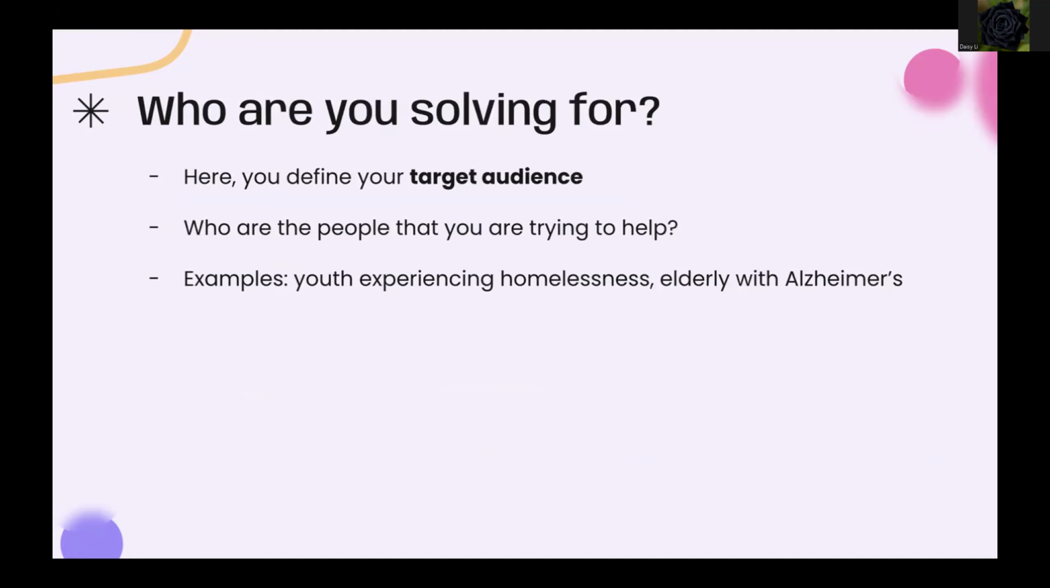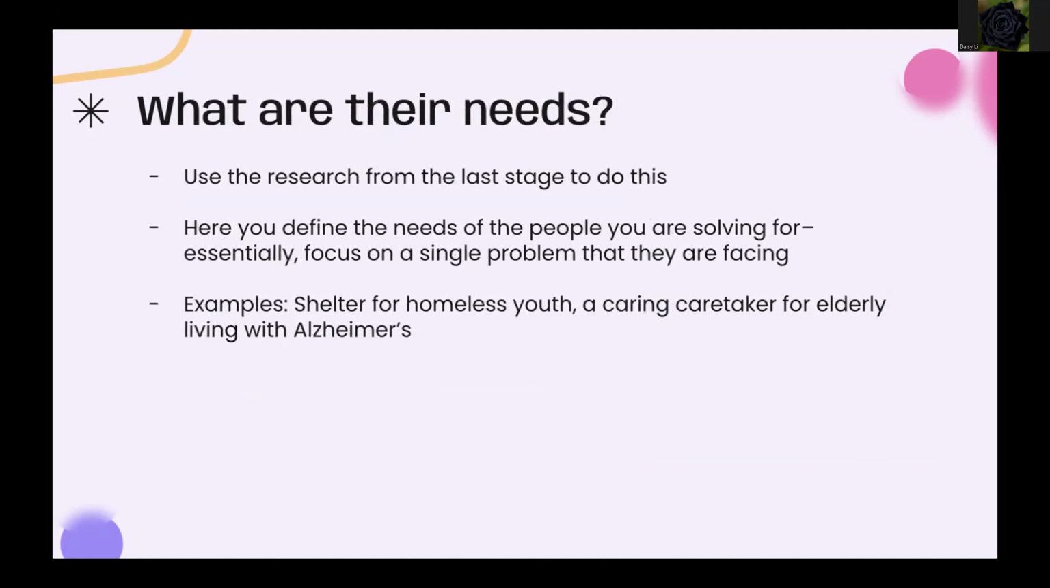The first key question is who you are solving for. Here you define your target audience. Who are the people that you're trying to help? Examples: youth experiencing homelessness, elderly with Alzheimer's. The second key question is what are their needs? You should use the research from the last stage to do this. Here you define the needs of the people you are solving for. Essentially, focus on a single problem that they are facing. For example, it could be shelter for homeless youth and a caring caretaker for elderly living with Alzheimer's.